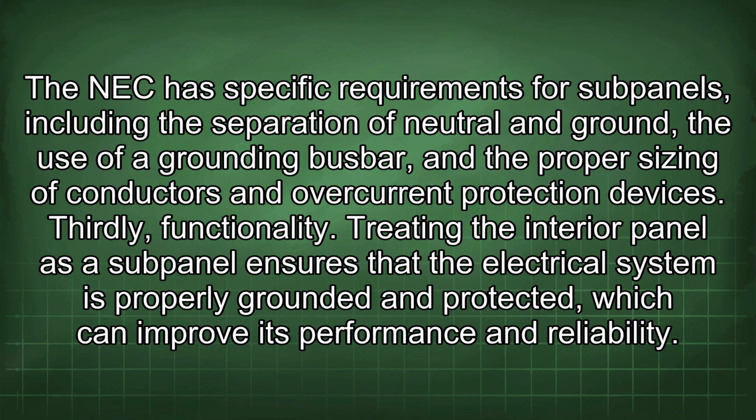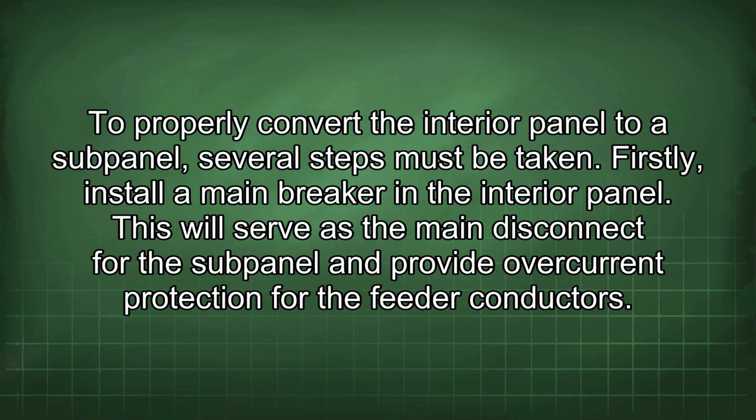Thirdly, functionality. Treating the interior panel as a subpanel ensures that the electrical system is properly grounded and protected, which can improve its performance and reliability. To properly convert the interior panel to a subpanel, several steps must be taken. Firstly, install a main breaker in the interior panel. This will serve as the main disconnect for the subpanel and provide overcurrent protection for the feeder conductors.